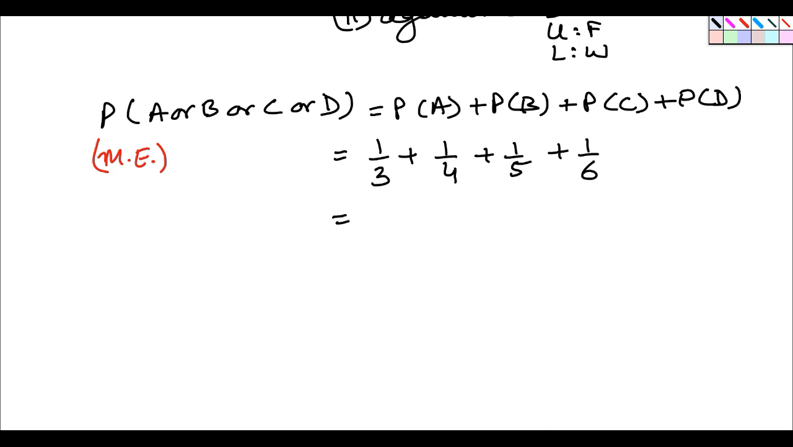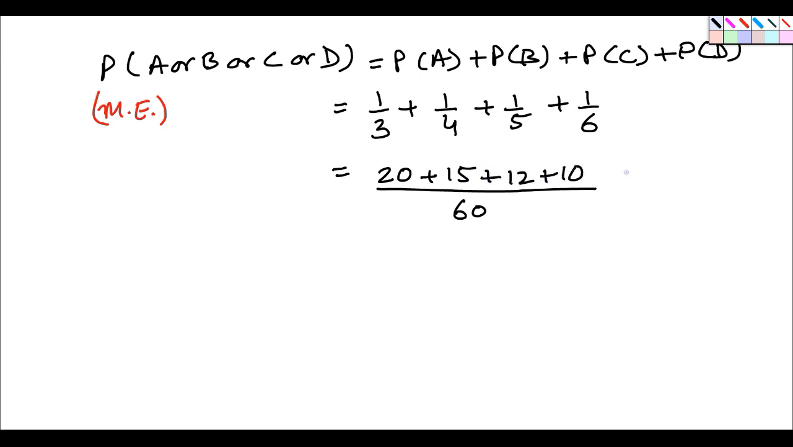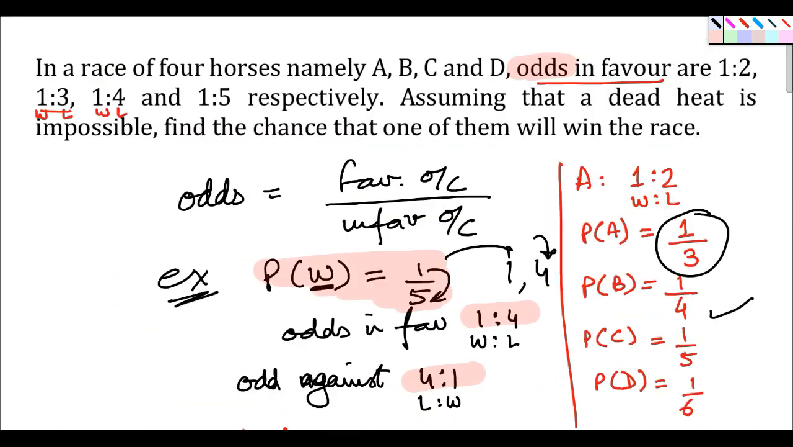Now you can go ahead and solve them. You can take the LCM. The LCM would be 60, making it 20 plus 15 plus 12 plus 10. So this is 35, 47, 57. 57 out of 60. What is the chance that one of these will win? It is 57 by 60.